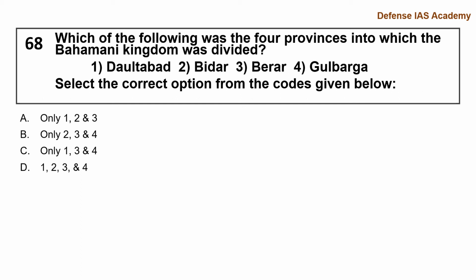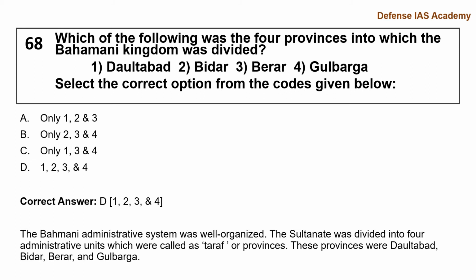Question number 68. Which of the following was the 4 provinces into which the Bahmani kingdom was divided? 1. Daulatabad, 2. Bidar, 3. Berar, 4. Gulbarga. Select the correct option from the codes given below. The correct answer is option D, 1, 2, 3 and 4.